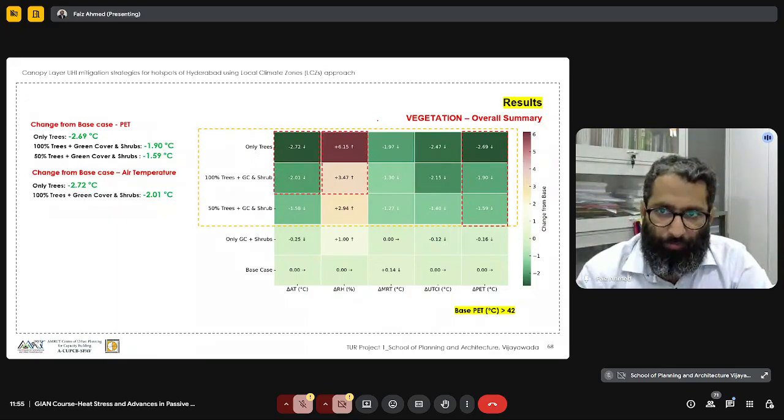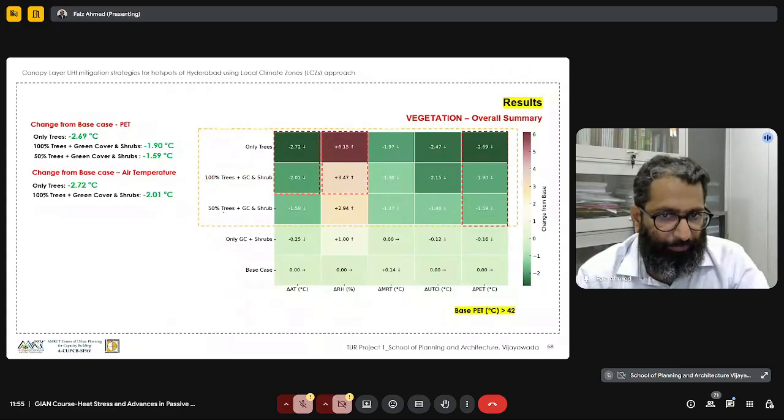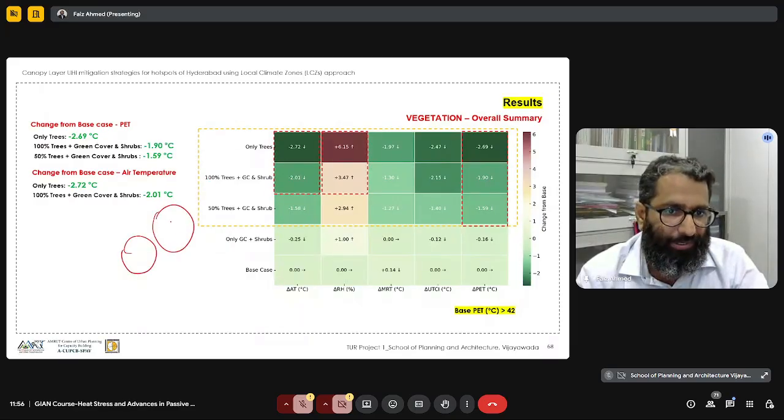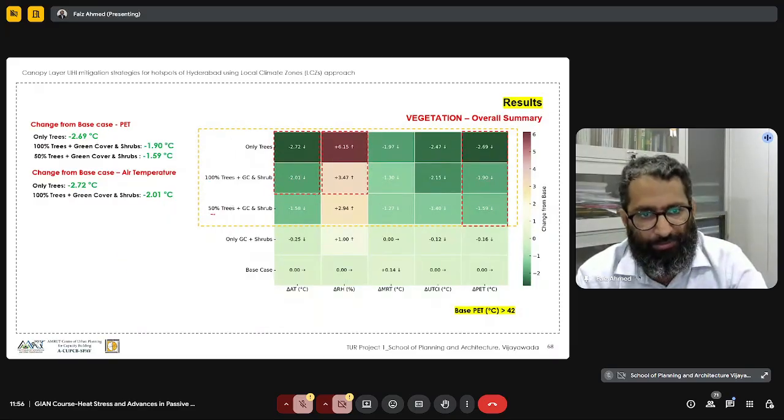We have, this is for vegetation, and we have parameters for comparison here: air temperature, relative humidity, MRT, UTCI, and PET values. On this side, we have the strategies. By having only trees, what is the impact it is going to create? By having trees plus ground cover, what is the impact? By having 50% trees and ground cover and shrub, what is the impact? Here, 100% trees means trees at a 7-meter distance. And this is much further than that. And we have only ground cover, and this is the base case for comparison.